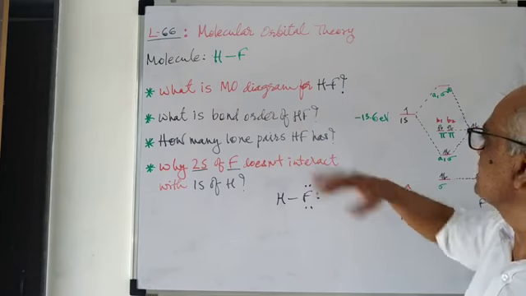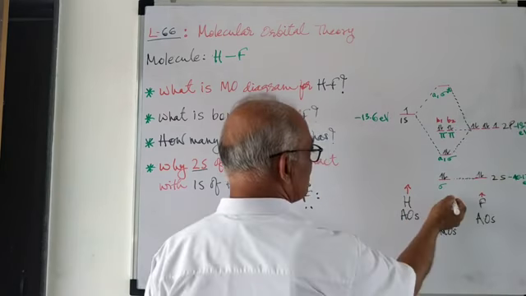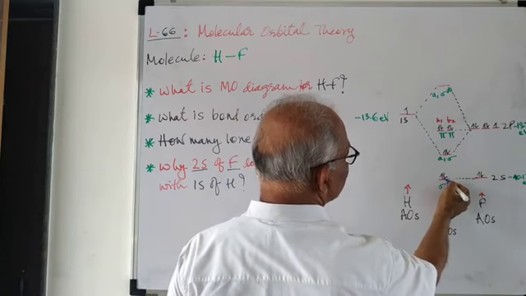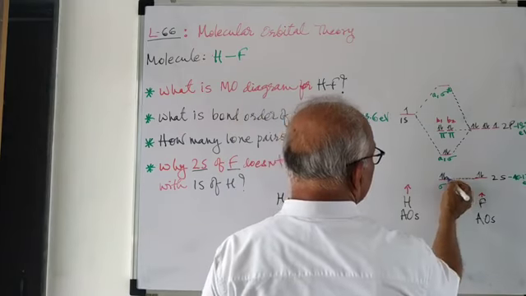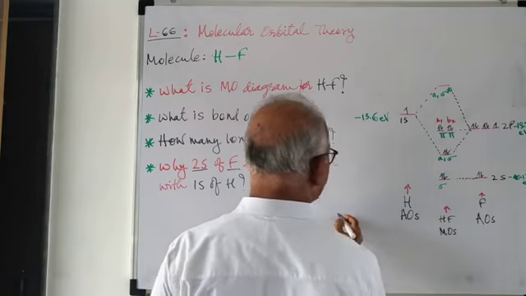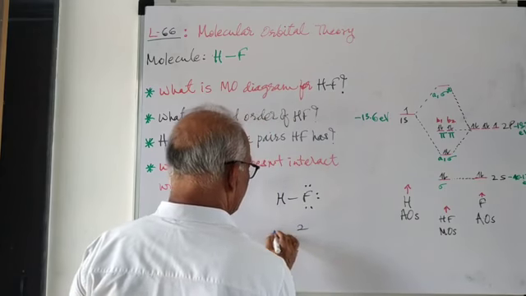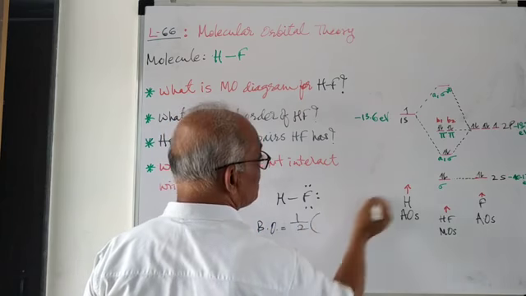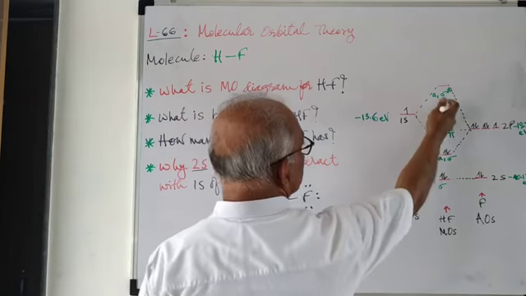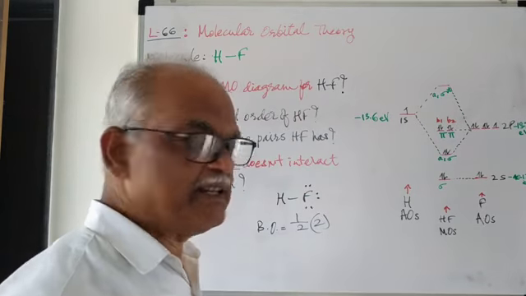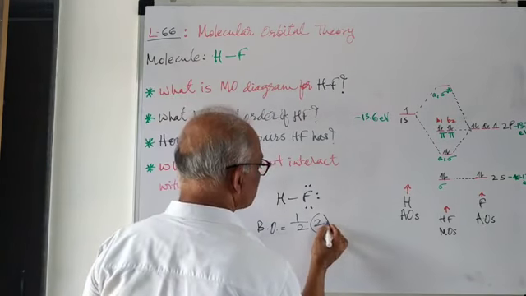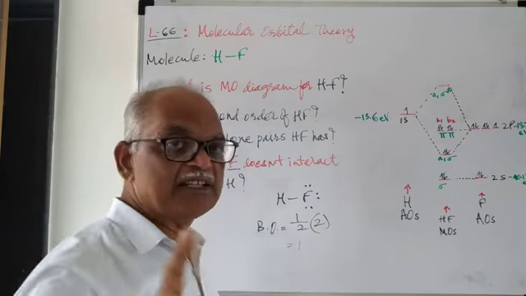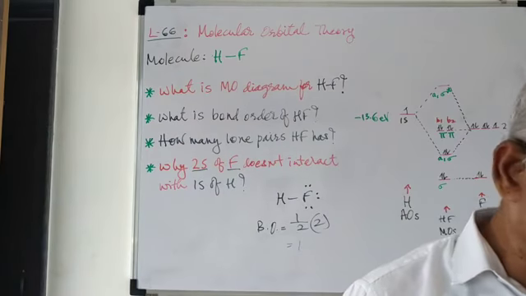What is the bond order here? So we can explain the bond order. The non-bonding lone pairs are not involved. This is the only bond pair, which provides 2 electrons. So the bond order for this molecule is one half of 2, because there is no electron in the antibonding molecular orbitals. One half of 2 is 1. So the bond order is only 1, meaning there is only one bond in the HF molecule.